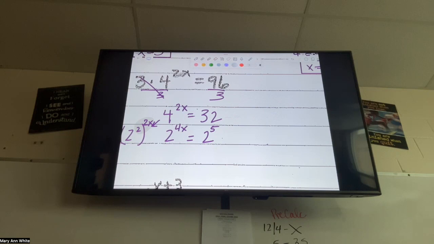All right, now I've got the base the same, so I can set my exponents equal to each other. So 4x equals 5. X is going to equal 5 fourths.